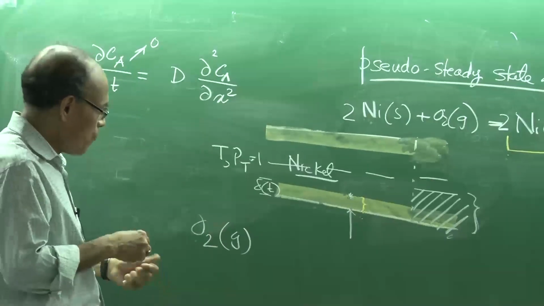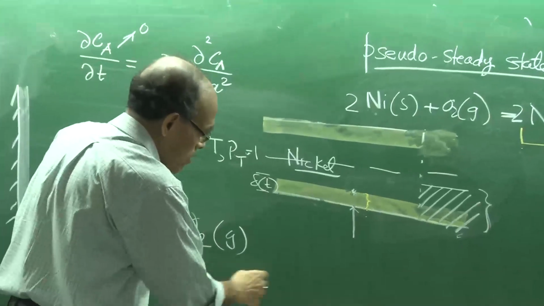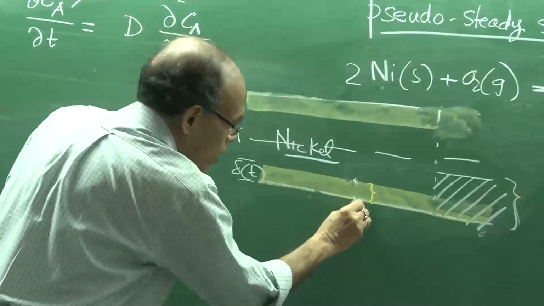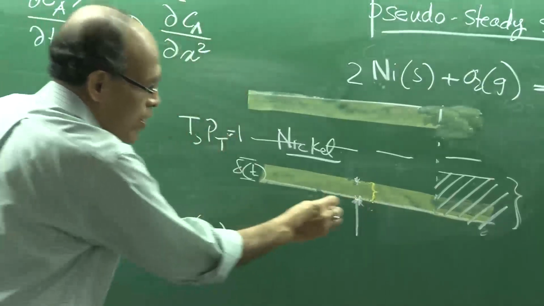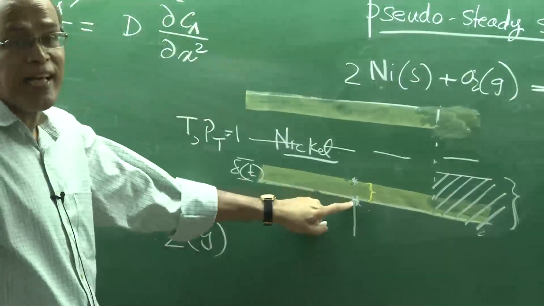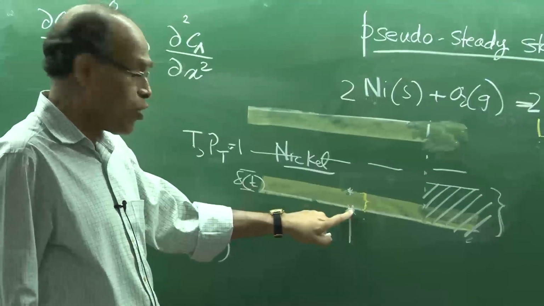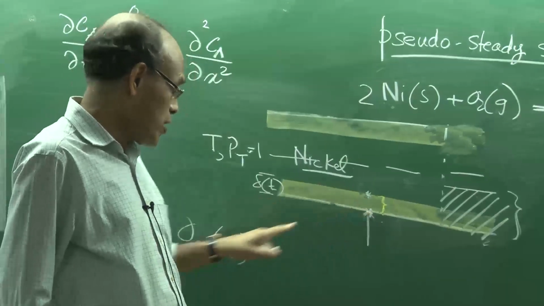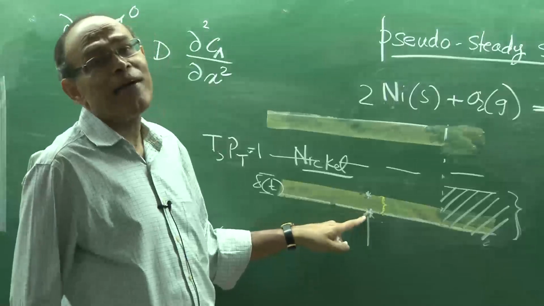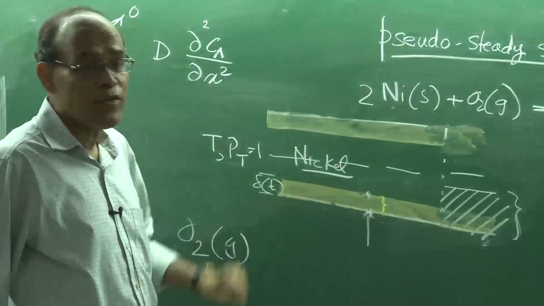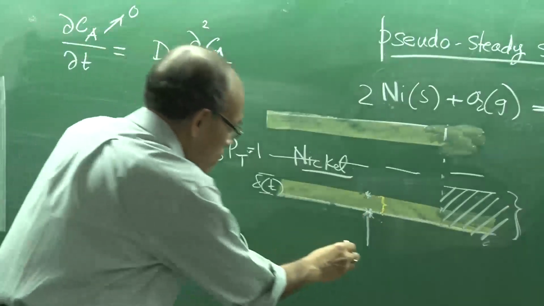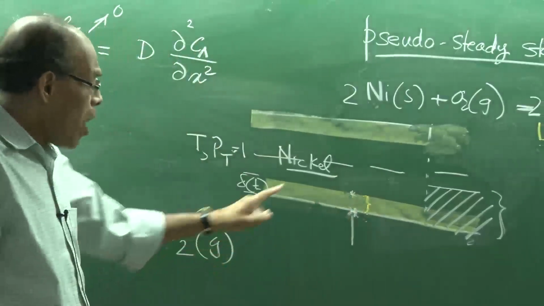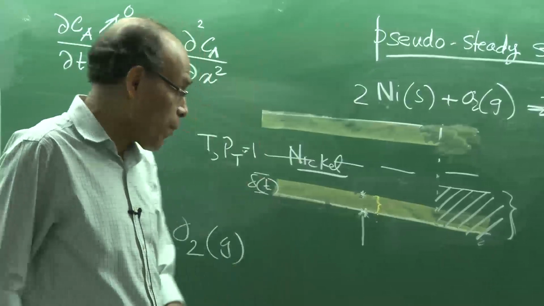The nickel is exposed to oxygen, so PO2 is equal to 1 atmosphere if pure oxygen is available, right? The oxygen concentration here is C_O2 equal to P_O2 divided by RT, with P_O2 equal to 1 atmosphere, and 1 divided by RT represents the concentration of oxygen. Then the oxygen diffuses. Now how does the oxygen diffuse?